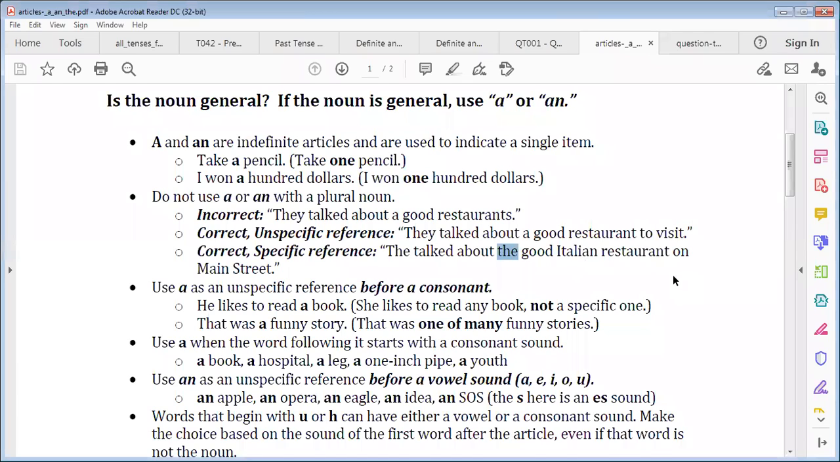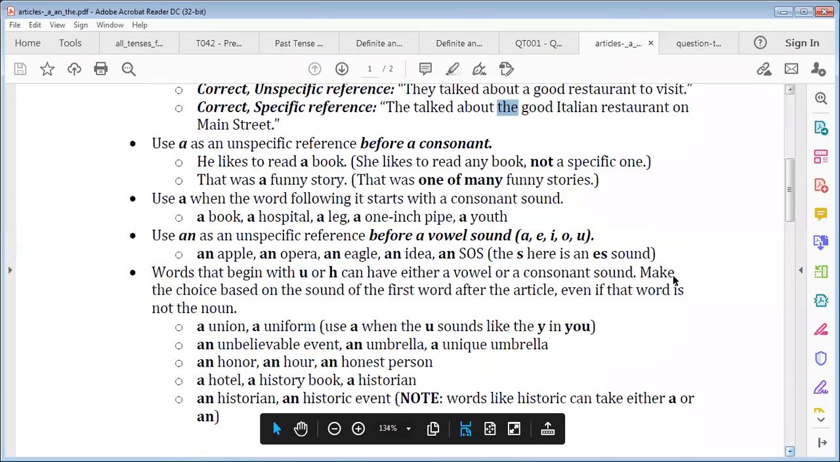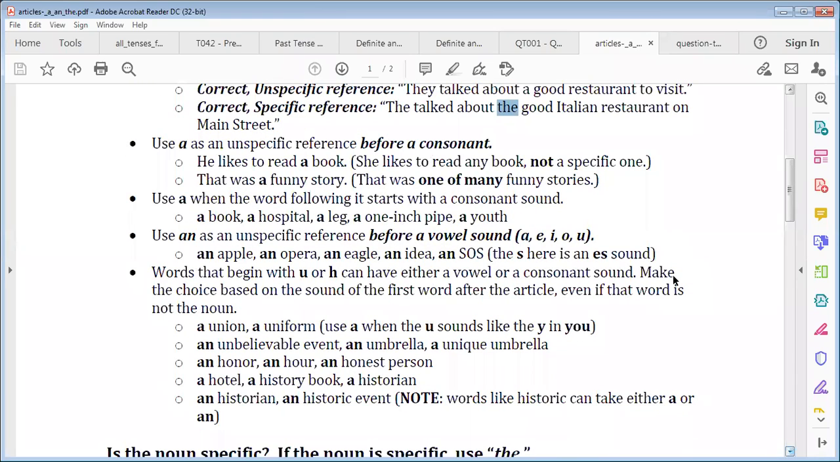Next rule is use a as an unspecific reference before a consonant, specifically speaking, before a consonant sound. He likes to read a book. He likes to read any book, not a specific one. That was a funny story. That was one of many funny stories. Use a when the word following it starts with a consonant sound.